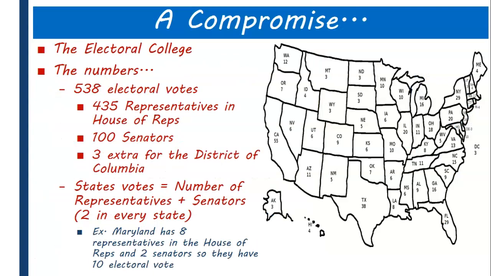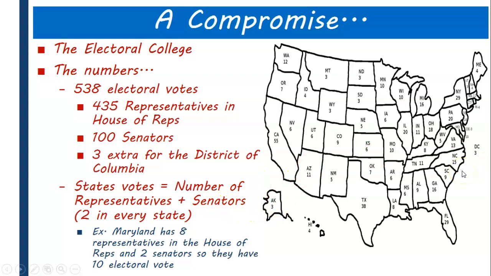So, by the numbers, there's 538 electoral votes to be had in the presidential election. This is based off representation in the House of Reps and our senators, plus 3 extra for D.C. If you remember our quick conversation on the House of Reps, it's based off of population. So the states with a higher population are the states that have more votes. Like California is at 55 because they're the most populated state with 53 representatives and 2 senators.